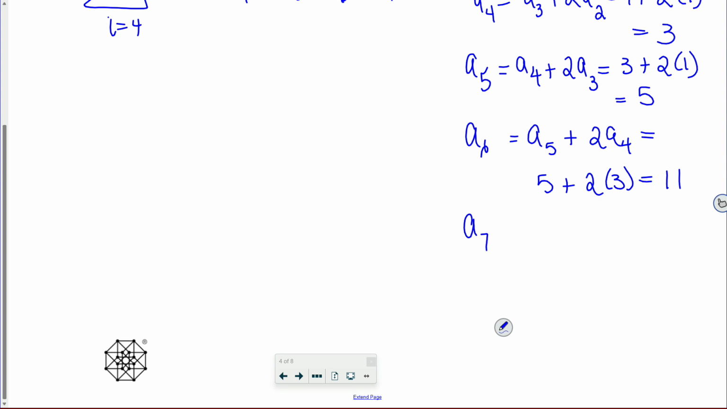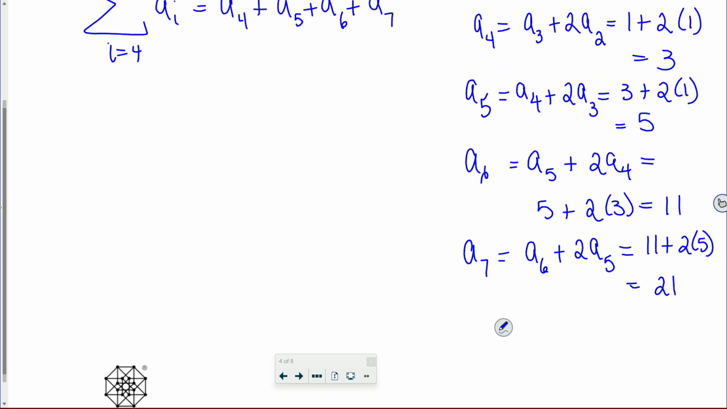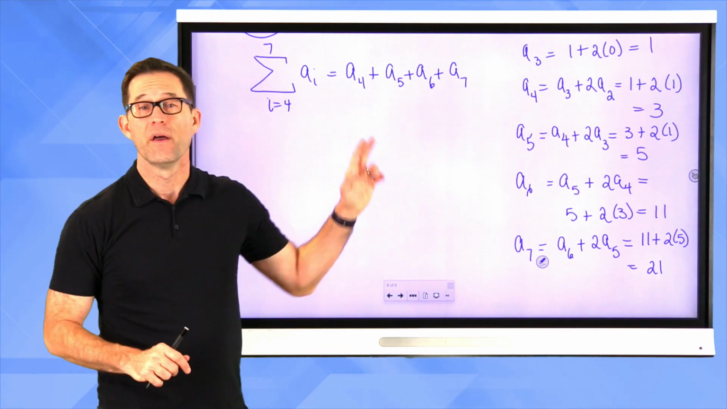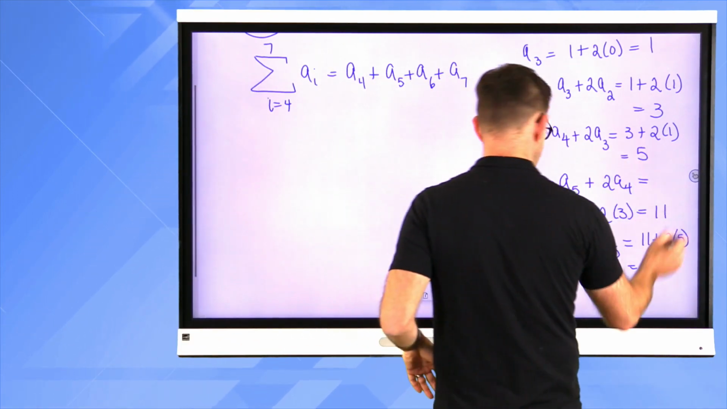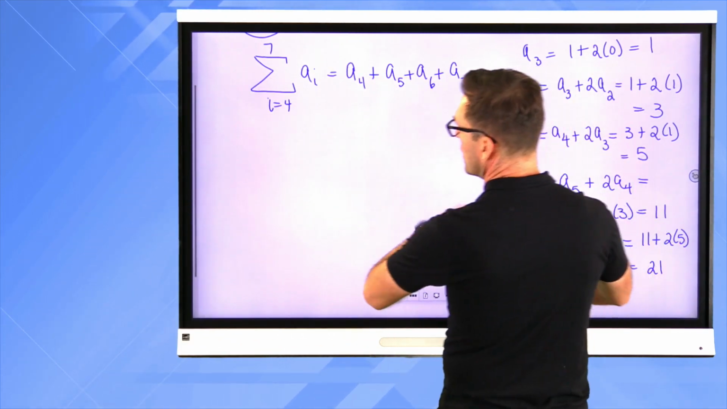I need one more. A7 is going to be A6 plus 2 times A5. A6 is equal to 11, A5 is equal to 5. So that's going to be 11 plus 10, or 21. Now, the problem just says to find the sum of A4, A5, A6, A7.